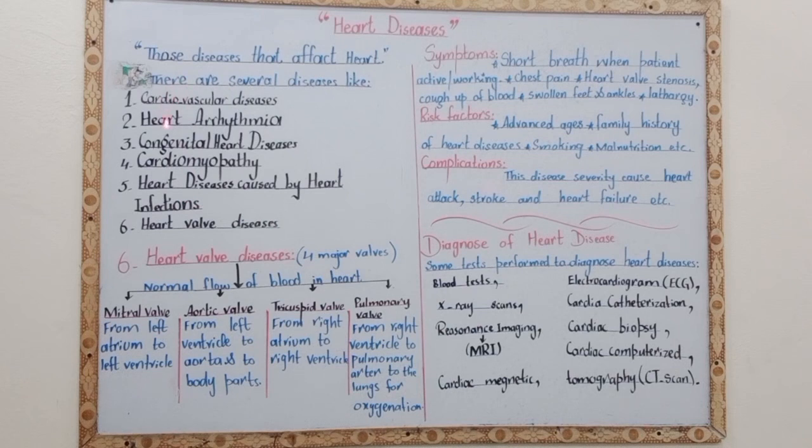These are all the six types of heart disease: cardiovascular disease, heart arrhythmia, congenital heart disease, cardiomyopathy, heart diseases caused by heart infections, and heart valve diseases.